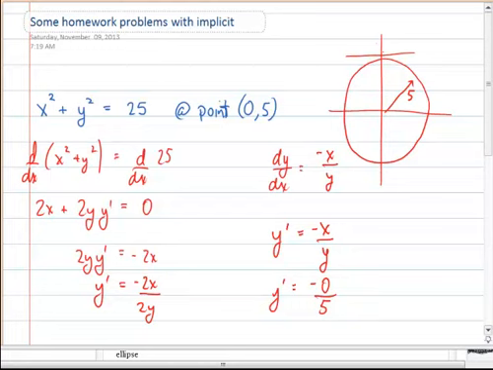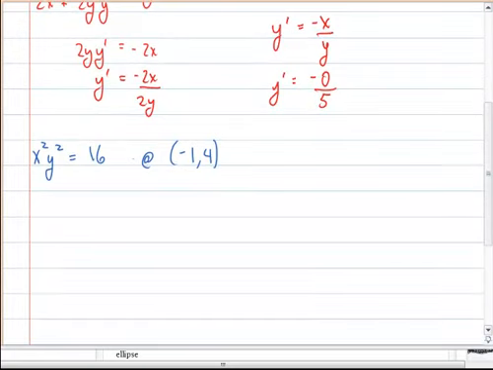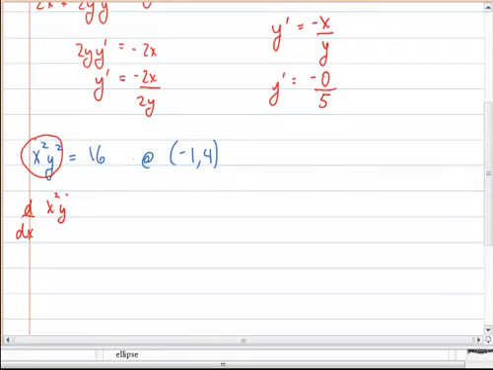So moving right along to our next problem, we could ask Wolfram Alpha to plot this function so we could see what it actually is. But in this case, we have a little bit of a product rule going on here between the two functions. So I'm going to use the differential operator again. The derivative with respect to x of x squared y squared equals the derivative with respect to x of 16. So we've got a little product rule going on here. So we have 2x times y squared plus, leave the x squared alone, take the derivative of y squared, and you get 2y, and don't forget the y prime.